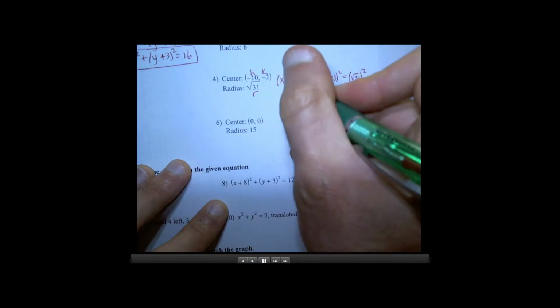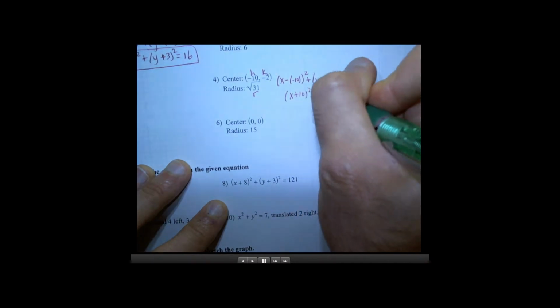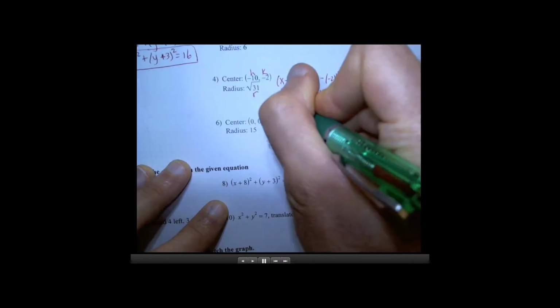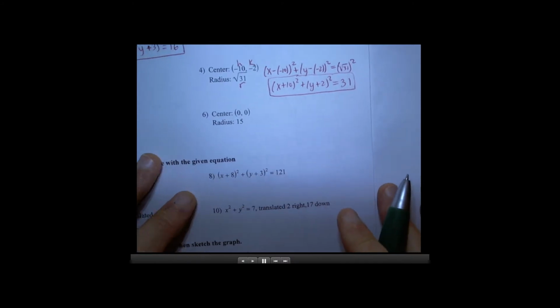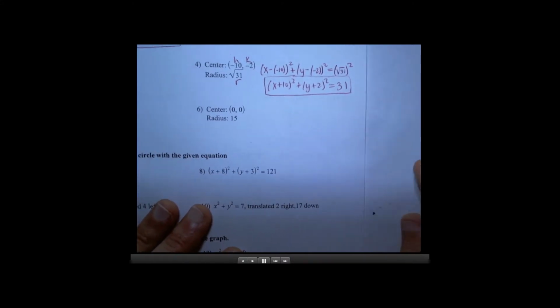This is my r. So if I clean this up, I just get x plus 10 squared plus y plus 2 squared equals 31. All right, so not so bad. Not so bad. Any questions so far?